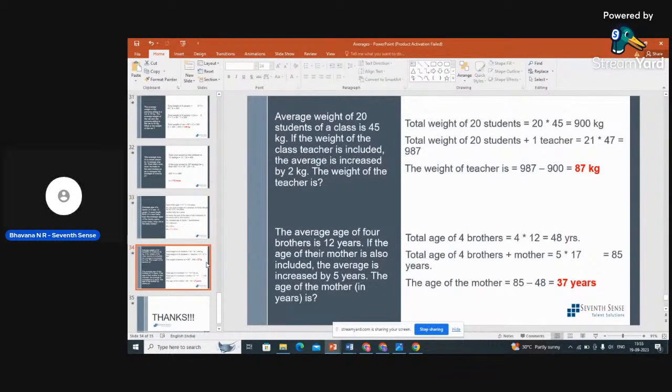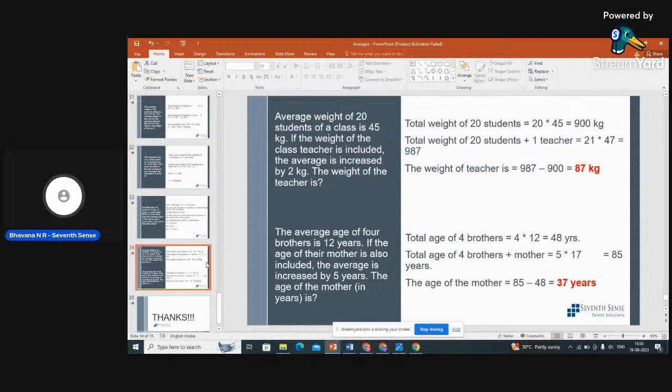Next, the average weight of the 20 students of a class is 45. Sorry, the average weight is 45. So we need to calculate the total weight, right? For that they have given the number of students and the average weight of the students, that is 20 into 45, that is equal to 900 kg, that is the sum value.